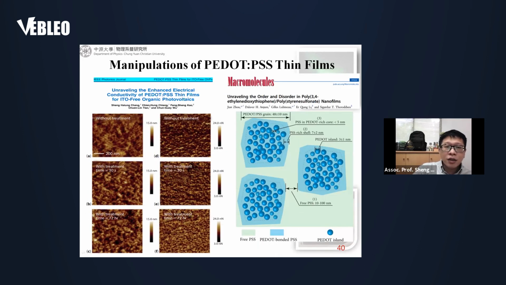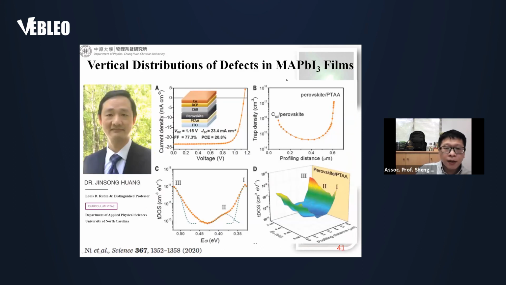This is some study about the PEDOT:PSS thin film. Because we want to increase the VOC and increase the fill factor, we need to know the defect density distribution in the perovskite thin film. Professor Sheng Hsiung Chang claimed the defects are mainly distributed in the bottom layer and the top layer. So we think we need to change the substrate.